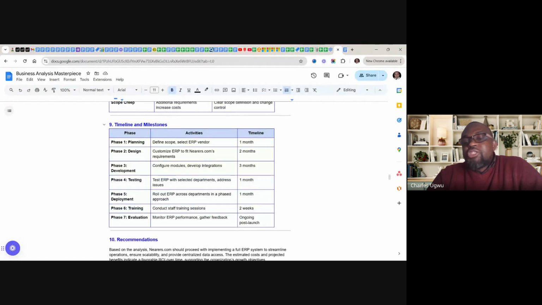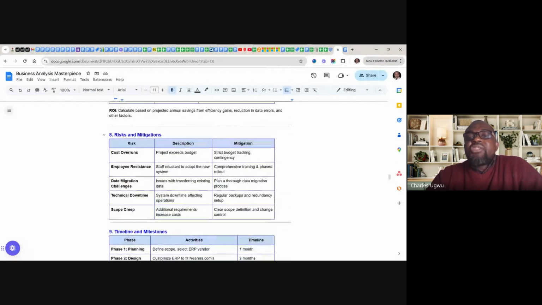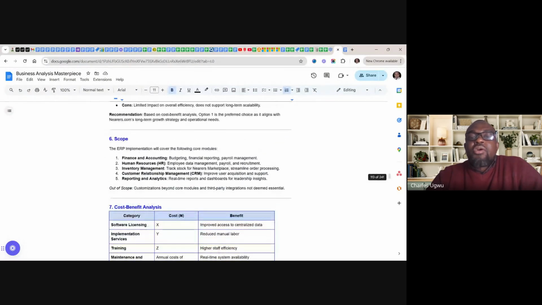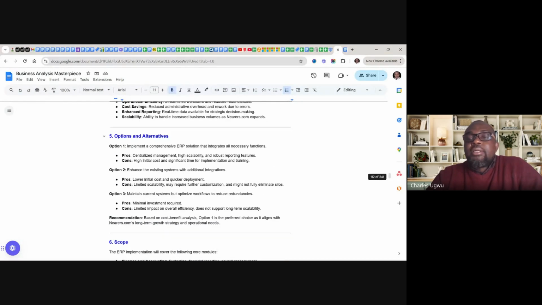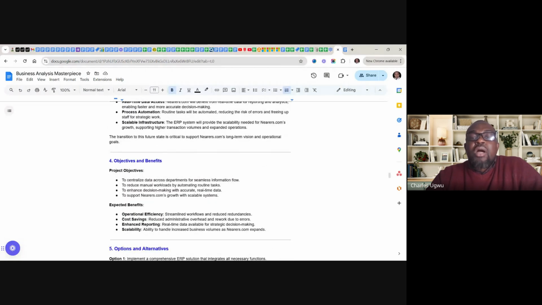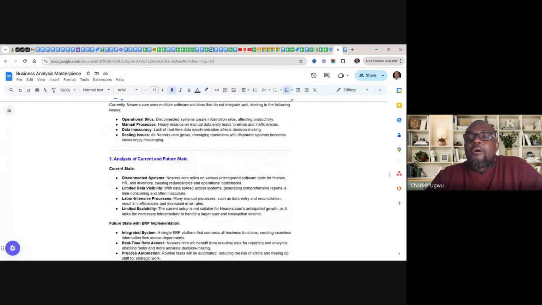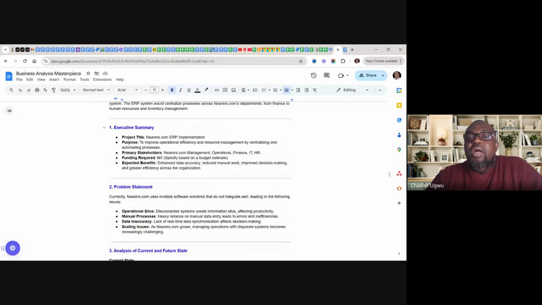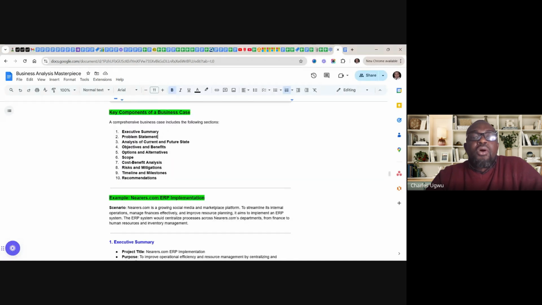So in this session, we've seen the definition of a business case, what a business case is all about. We've seen key building blocks of a business case, and we've seen an example of a business case. So if you are asked to develop a business case, you are not going to start scratching your head. With this, you are good to go. And this is where we're ending it for tonight.